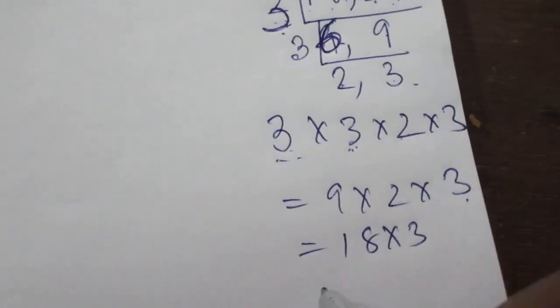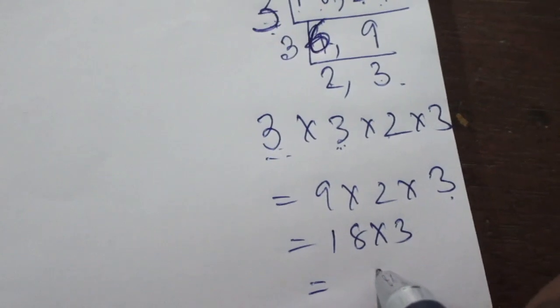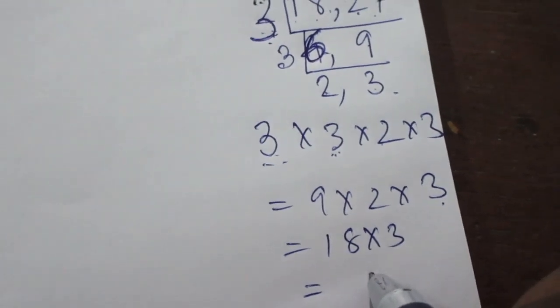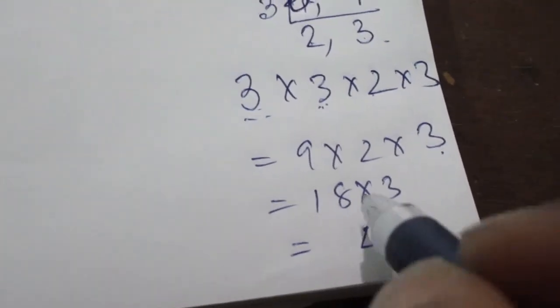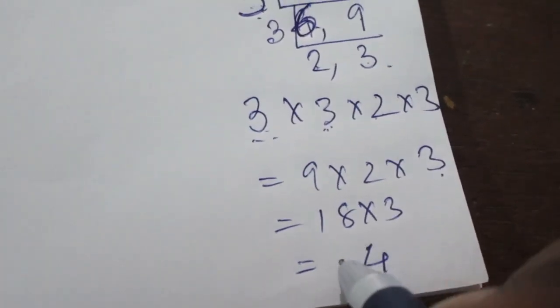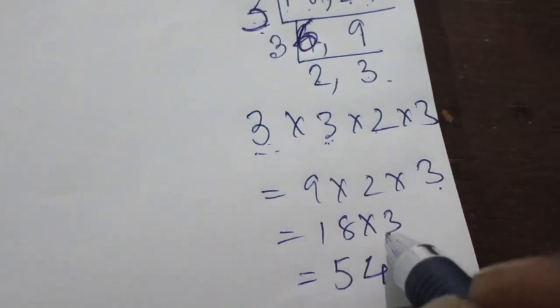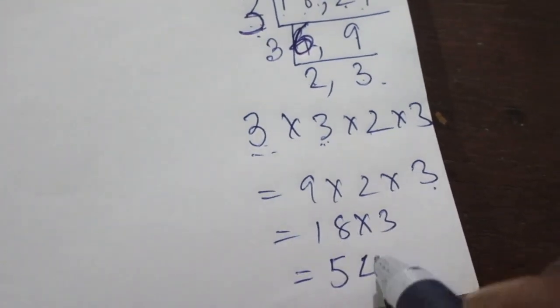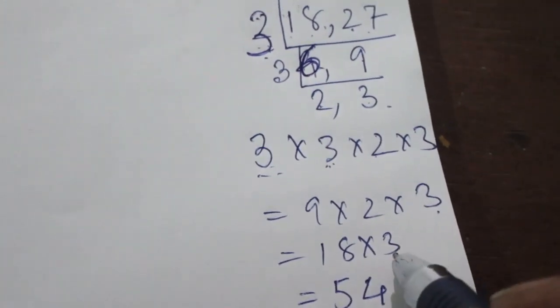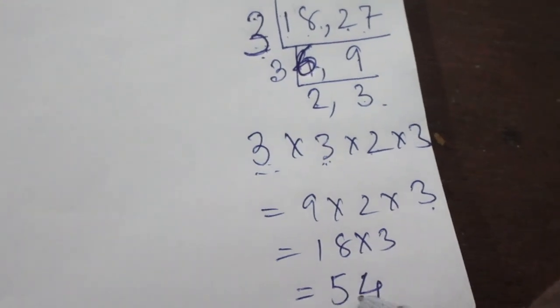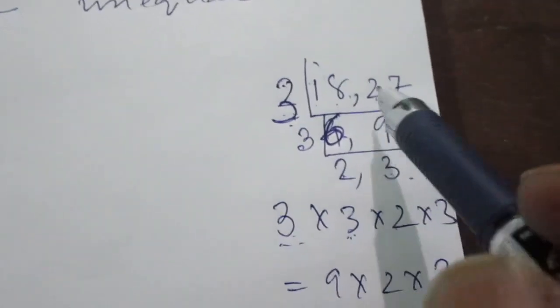18 into 3. Again, 3 times 8 is 24, sorry, 3 times 8 is 24. 3 times 1 is 3, and 3 and 4 is 54. So the LCM of 18 and 27 is how much? 54. So now we take the LCM as 54.